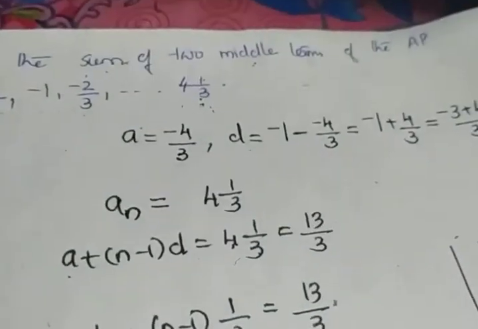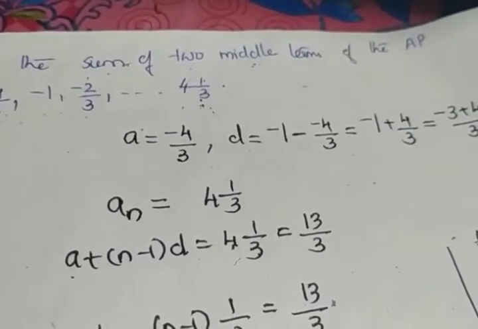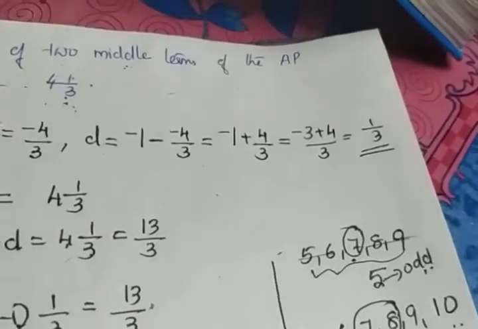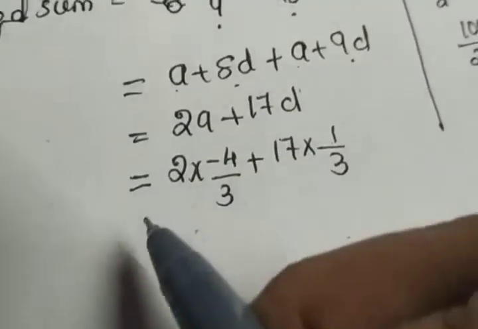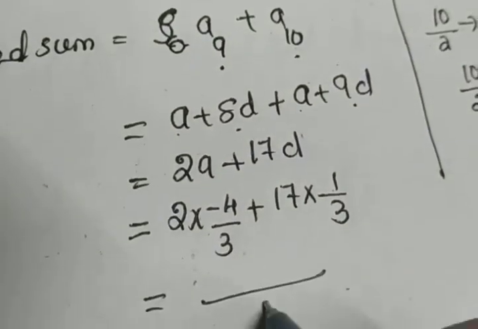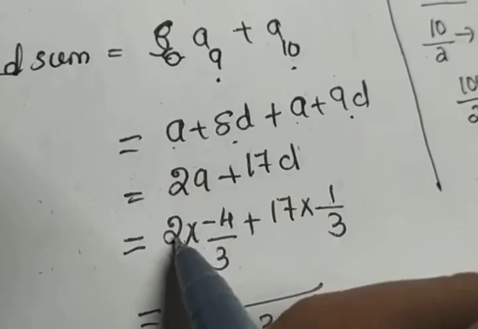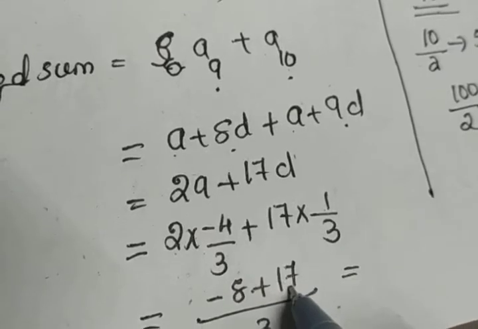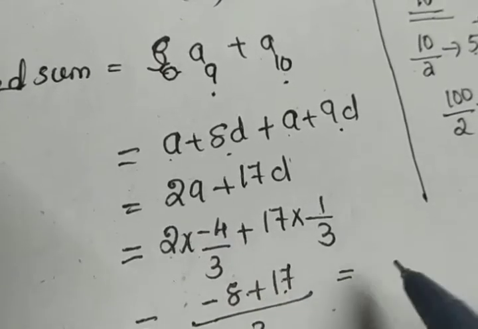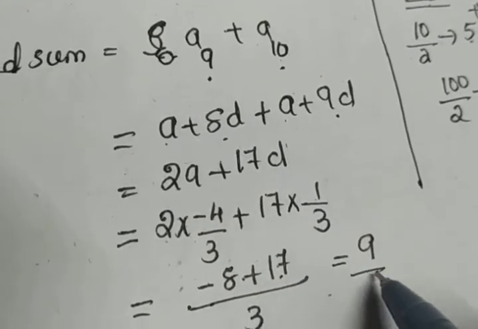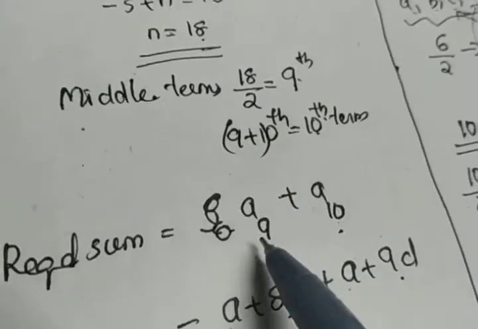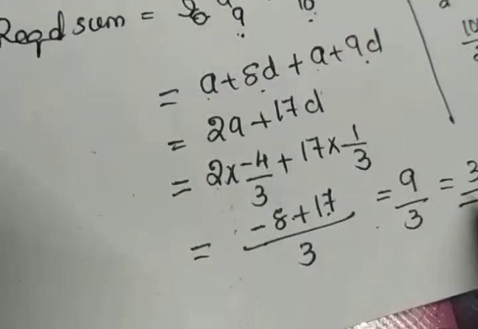We know the value of A and D. What is A? A we took as minus 4 by 3. So 2 into minus 4 by 3 plus 17 into, what is D? 1 by 3. Okay, here the denominators are the same. 2 into minus 4 gives you minus 8 plus 17. So we are getting 17 minus 8, which gives you the value 9 by 3, which gives you 3. The sum of the middle terms, which are 9th and 10th terms, is 3.